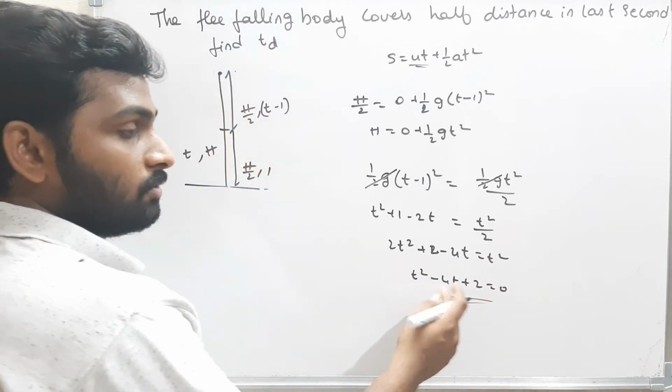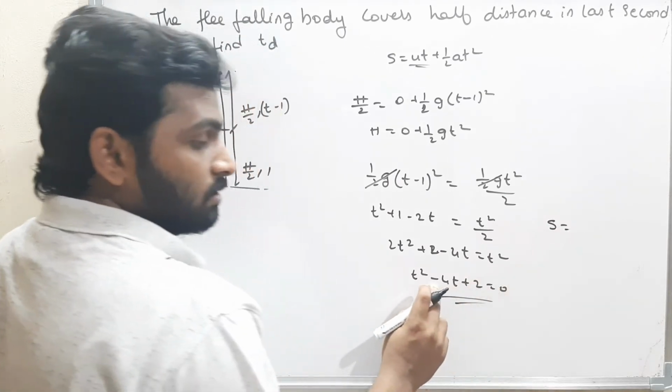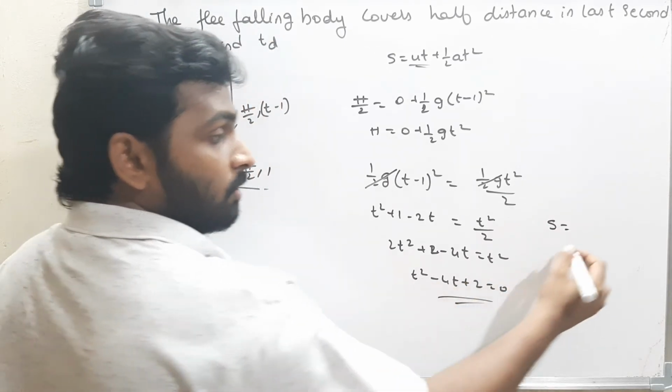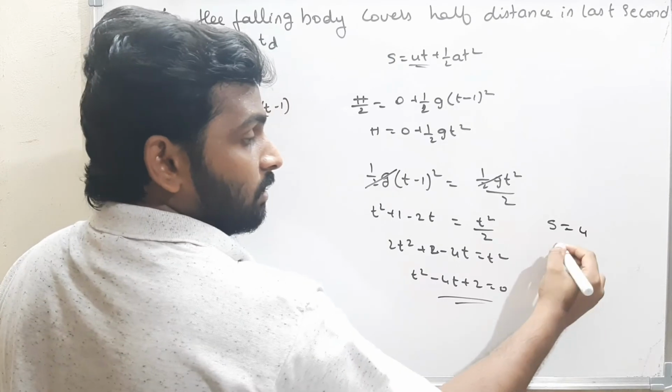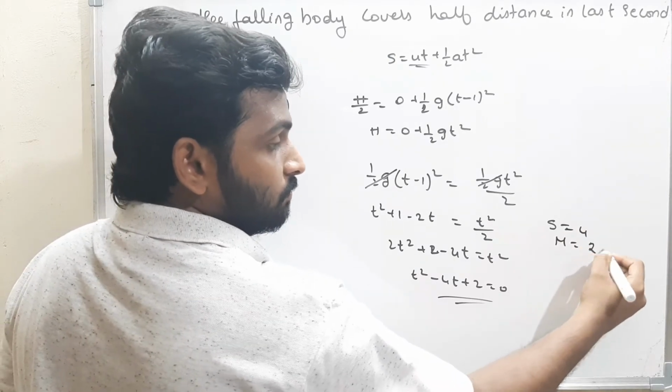How can I solve the quadratic equation? What is the sum of the roots? The sum of the roots is minus b by a. Therefore how much? The sum of the roots is nothing but 4. What is the mean? The mean is nothing but the sum by 2, that is 2.